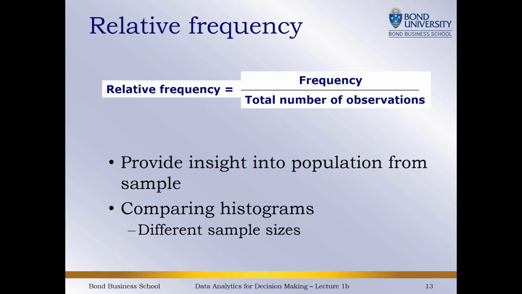So you can also compare different histograms based on different sample sizes, being careful to consider whether that's appropriate, but you can compare based on percentage terms rather than absolute number, because somebody else might have taken a sample of 300 bills. So they're obviously going to have different numbers in different categories.